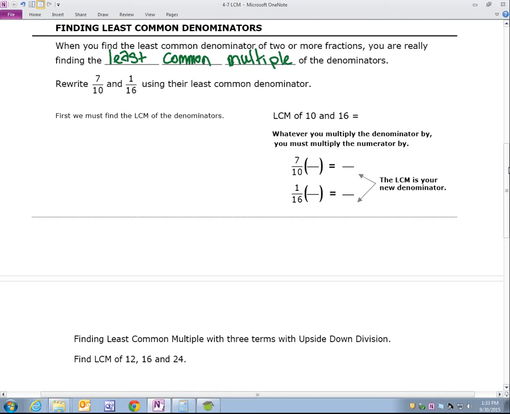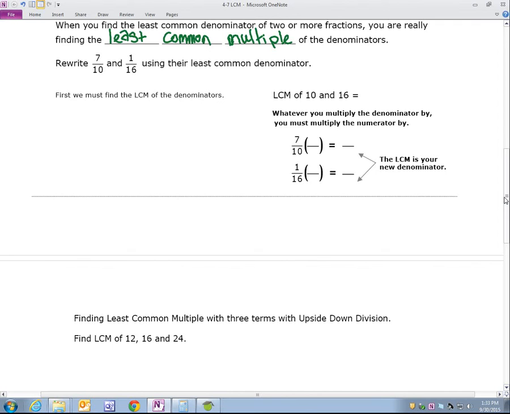Rewrite 10 and 16 using their least common denominator. So what we're going to do is... does it tell us which one to do? Which method do we want to use to find the LCM? Upside down division.